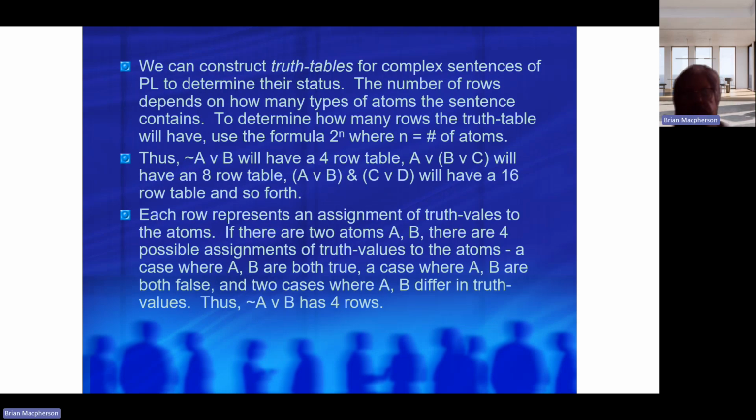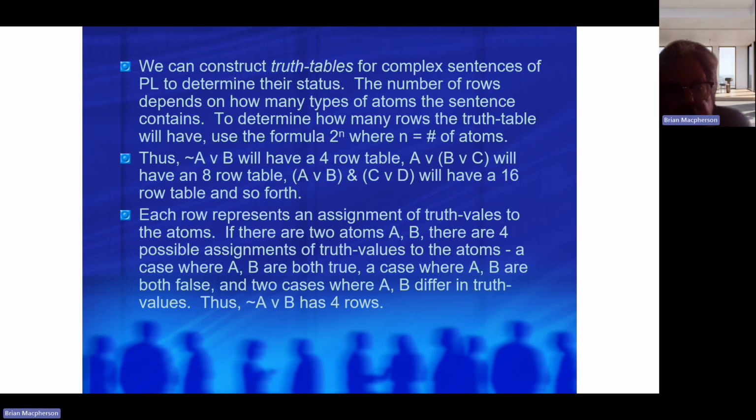As I say in the next slide, we can construct truth tables for complex sentences of propositional logic to determine their status. The number of rows depends on how many types of atomic sentences the proposition contains. To determine how many rows the truth table has, we use the simple formula 2 to the n, where n is the number of atoms. So consider not A or B: we have two atoms, A and B. So then we have 2 to the 2, or a 4-row table.